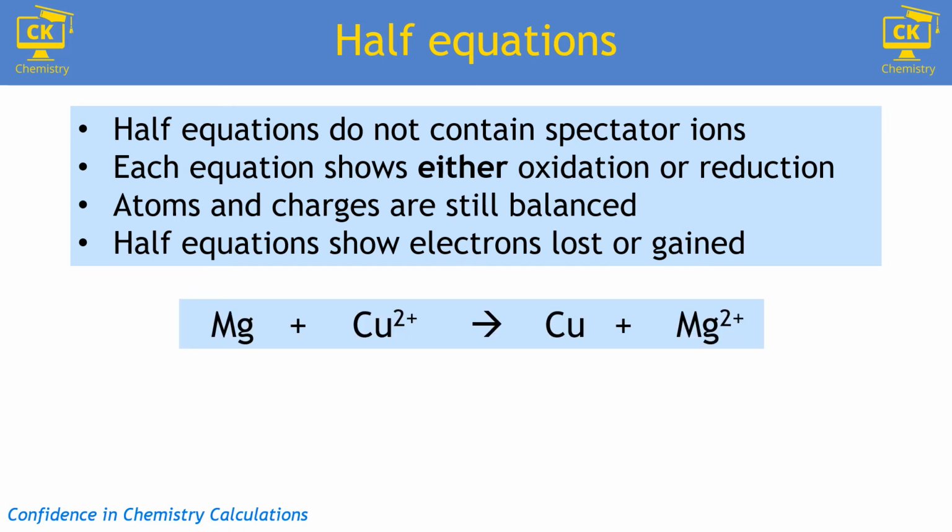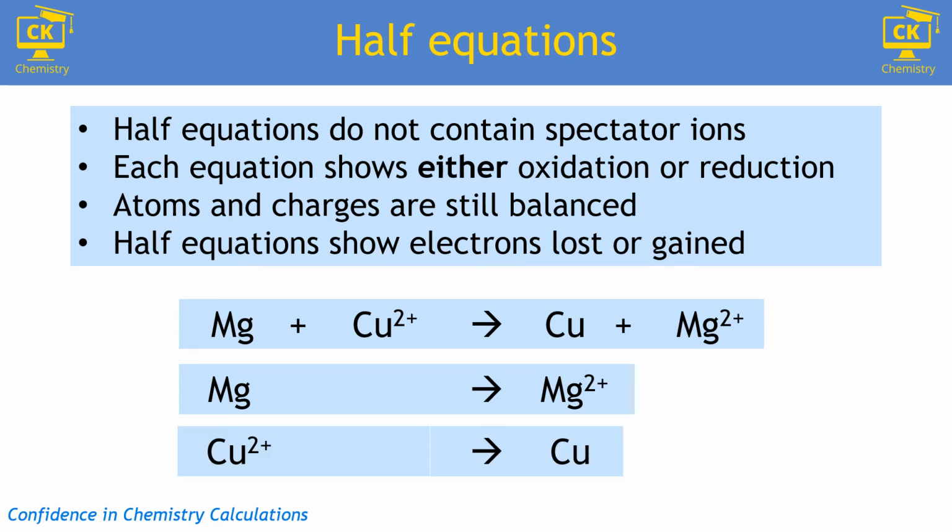So let's use our example of magnesium and copper. We've already written an ionic equation to show the displacement reaction. How are we going to turn this into two half equations? Well, first of all, I'm going to split up the magnesium and the copper processes. So magnesium on its own turning to Mg2+, and copper 2+ turning to copper. So we've separated it into two halves with the two different elements that are involved in the reaction.